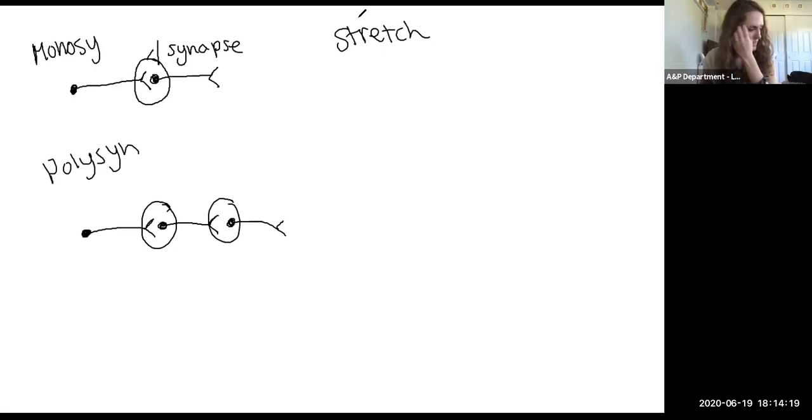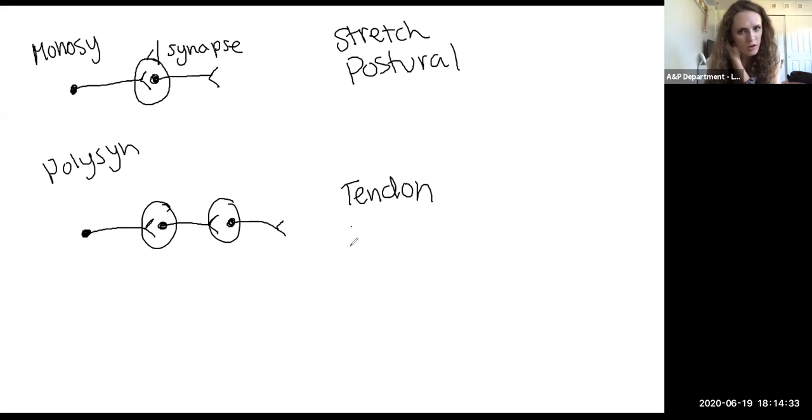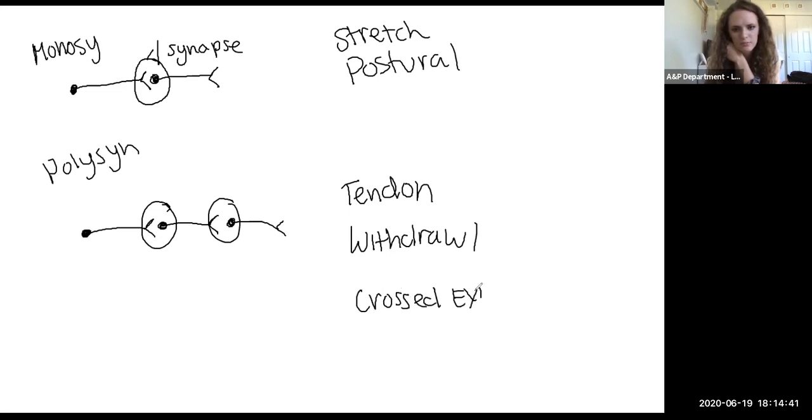Polysynaptic reflexes are stretch and postural. Our polysynaptic reflexes, we have three. You have your tendon, withdrawal, and crossed extensor. Tendon reflexes are the things that monitor the tension on your tendon. And if you get too much tension, they're going to say, okay, we've stretched too far.